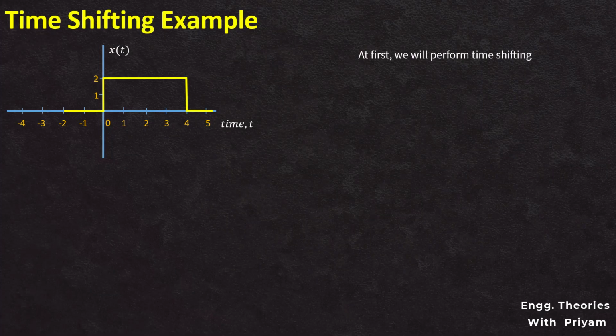Next, we will perform the time shifting operation on the signal x(t), and the time shifted signal y(t) is equal to x(t + k3). This value of k3 will determine how much shifting will occur in the time axis of the signal x(t). If the value of k3 is positive, then the signal x(t) will move to the left, which is known as time advance operation. And if the value of k3 is negative, then the signal x(t) will move to the right, which is known as time delay operation.